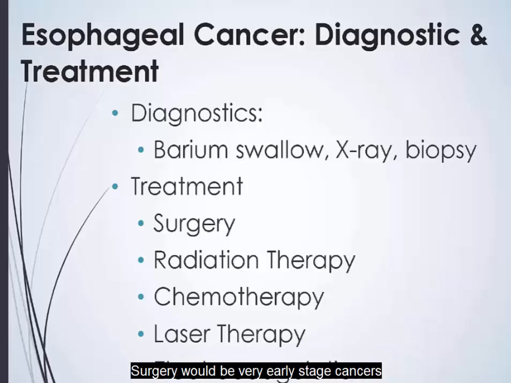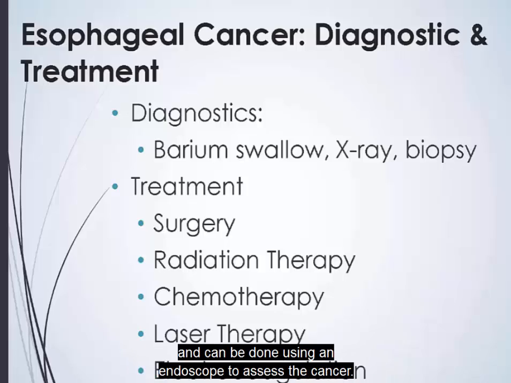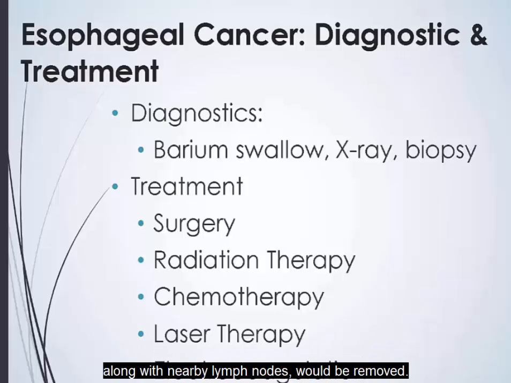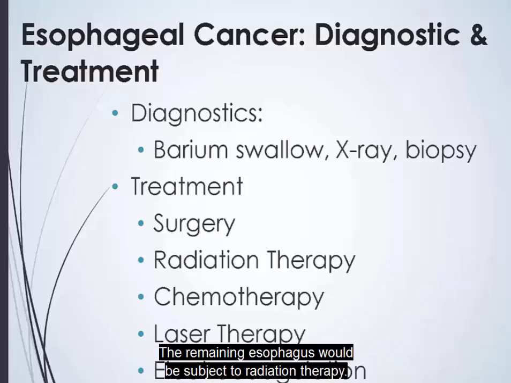Surgery would be for very early stage cancers and can be done using an endoscope to assess the cancer. Surgery may be done to remove a portion of the esophagus, which is an esophagectomy. During an esophagectomy, the portion of the esophagus that contains the tumor along with nearby lymph nodes would be removed. The remaining esophagus would be subject to radiation therapy.